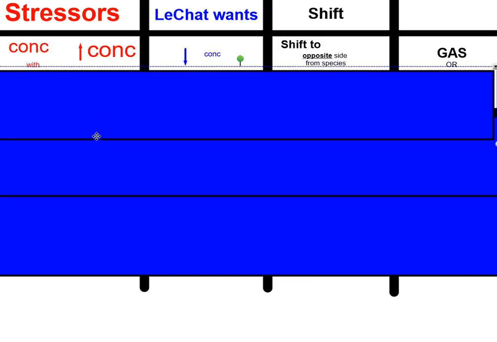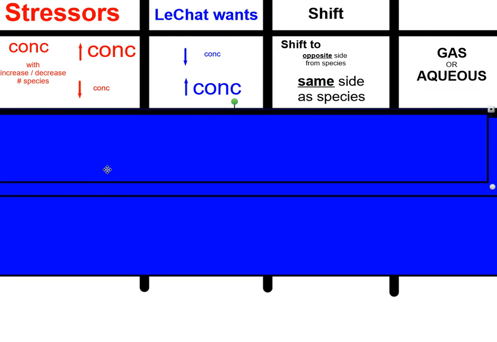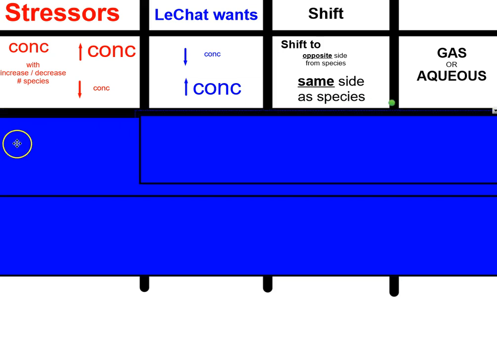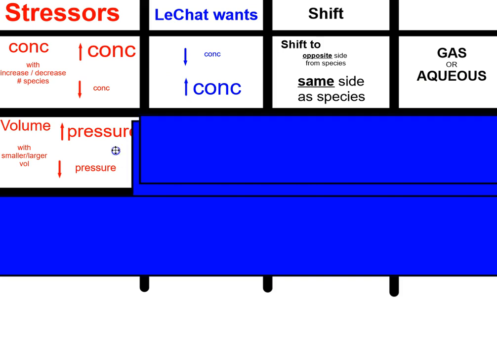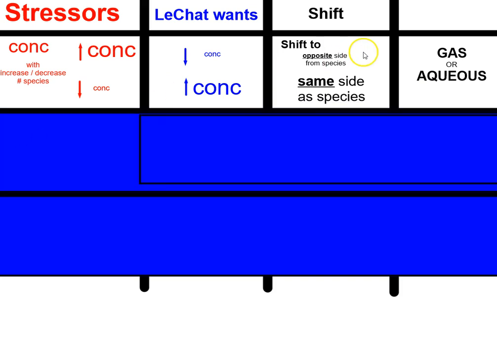So, let's go down and see the rules for concentration. There are only three stresses that you have to worry about with LeChatelier problems. There's the stress of concentration change, which is an increase or decrease in the number of species in the water. To make that really short, it's adding something to the water or taking it out. Or, because this can be with gases or in aqueous solution, that's what it says over here.